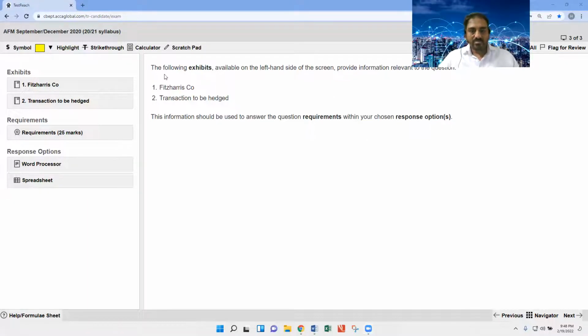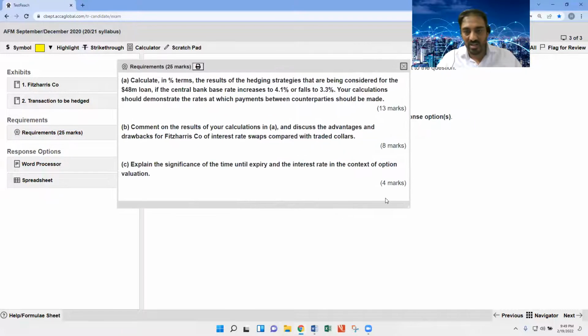Now, number one is starting from there. The following exhibits available on the left hand side of the screen provide information relevant to the question. Fitz Harris Company, transactions to be hedged. The information should be used to answer the question requirements with your chosen response options, word processor and spreadsheet. Now come to the requirement. First of all, we have to read the requirement.